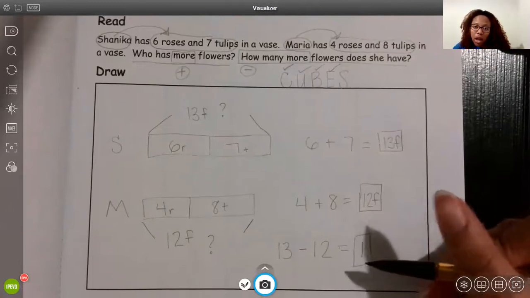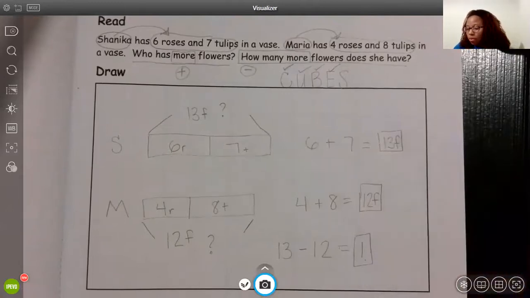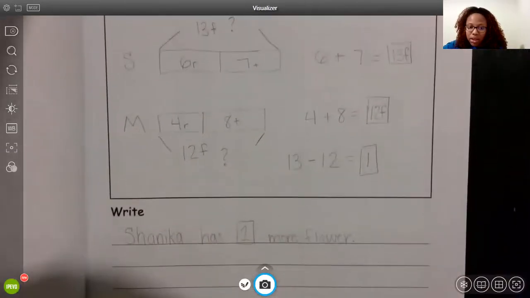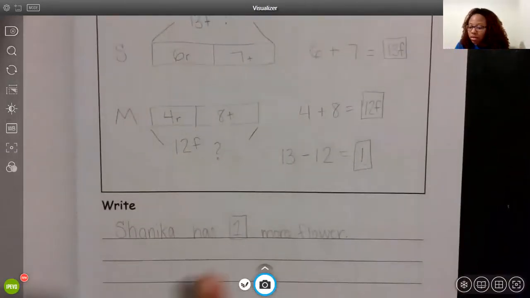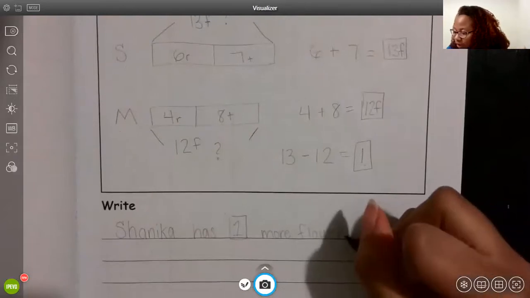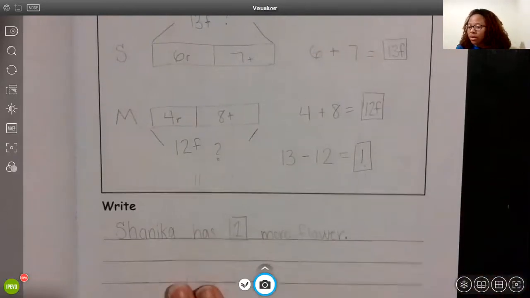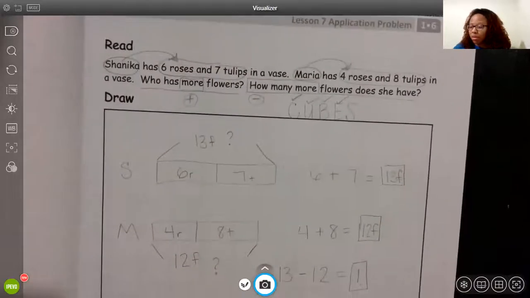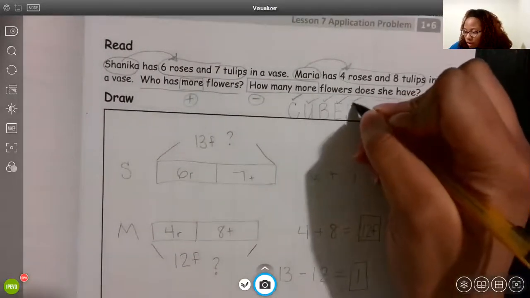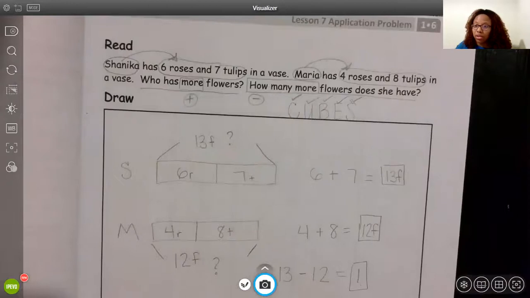So Shanika has 1 more flower than Maria. And that was actually our statement. So you can write that. But down here, I wrote Shanika has 1 more flower. And don't forget your period at the end. Once you have that complete, you can go ahead and go all the way back up to the top and check off your steps so you can see that you did all of your steps.